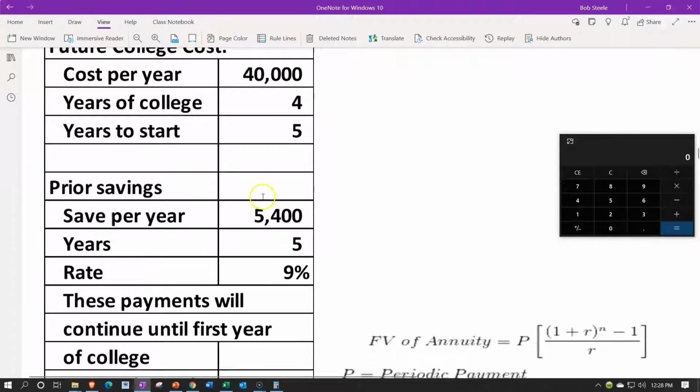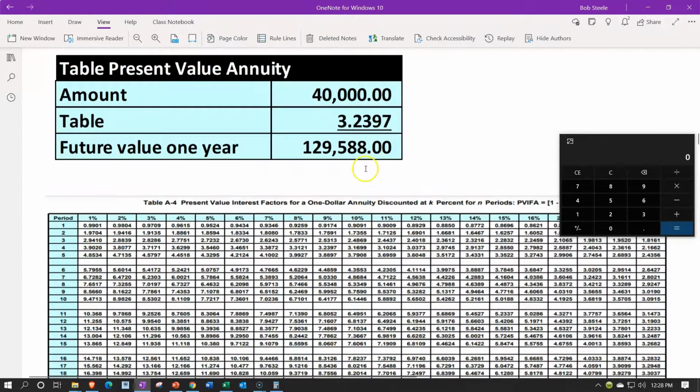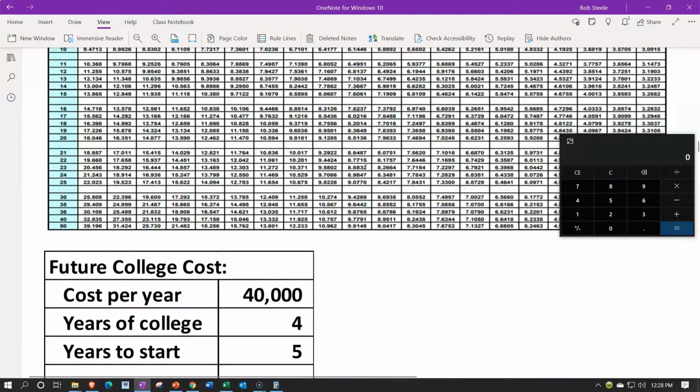So we've been starting to put money into college, $5,400 for the last 5 years. We're going to continue to do that at the 9% up until the starting point of college, which means 5 more years from this point in time. Where will we be? Will we have enough money to get to basically this amount? If not, which we won't in our practice problem, how much more do we need to be putting in per year for the next 5 years to get there?